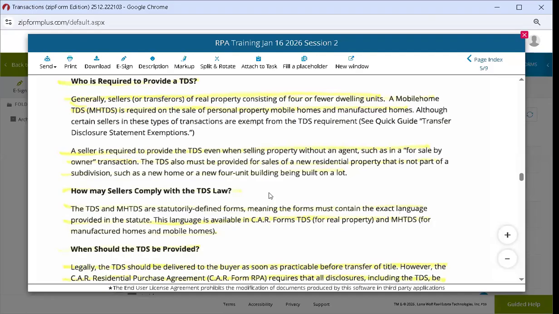So the seller should provide this TDS as soon as practical, I'm sorry, I jumped ahead of myself. The seller shall provide a TDS even if they are selling without an agent. So, that's hard for sellers because they probably wouldn't know that. So that's a good way to prospect. Like, I'll take care of your disclosures and making sure you have the right disclosures when you're prospecting people.